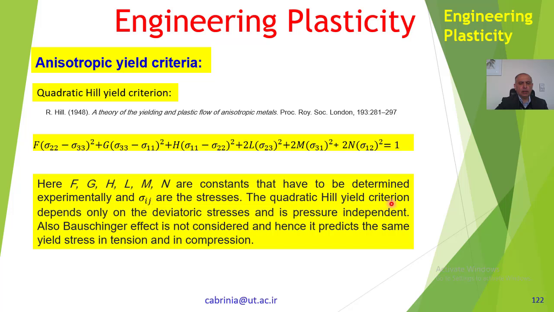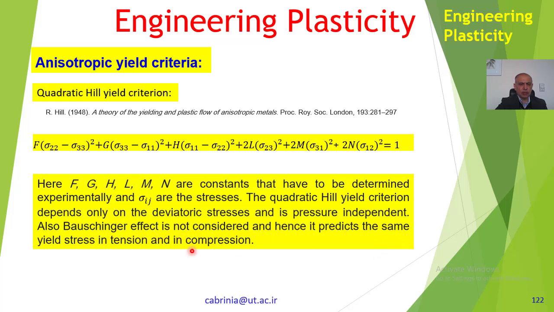The quadratic Hill yield criterion depends only on the deviatoric stresses, just like the ordinary yield criteria, but of course due to these constants it gives you different yield values in different directions. And it's pressure independent, obviously. Also, the Bauschinger effect is not considered here.